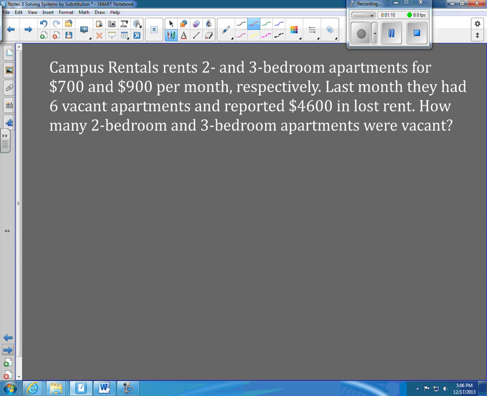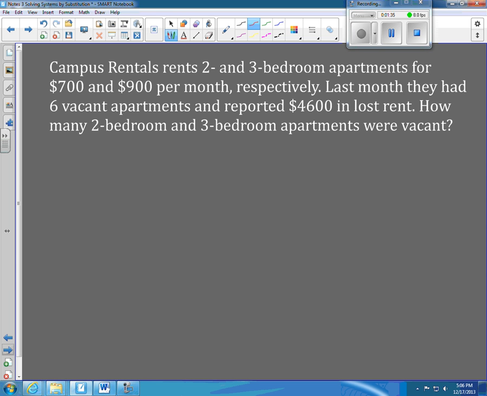Campus Rentals rents 2 and 3 bedroom apartments for $700 and $900 per month, respectively. Respectively means that the 700 goes with the 2 bedroom and the 900 goes with the 3 bedroom. Last month they had 6 vacant apartments and reported $4,600 in lost rent. How many 2 bedroom and 3 bedroom apartments were vacant?